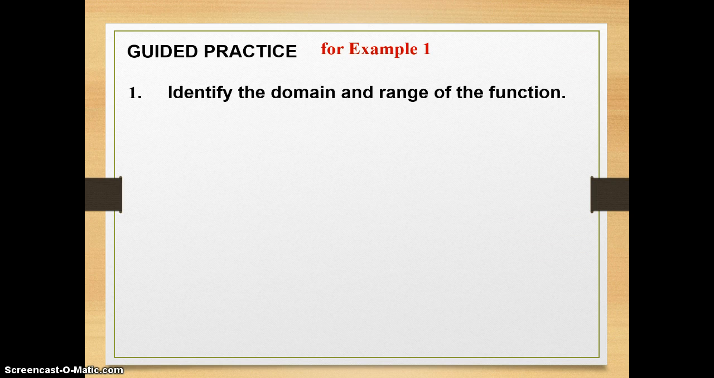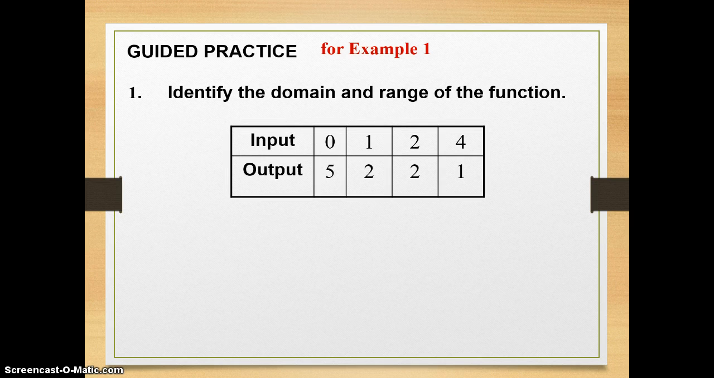Guided practice for example 1. Number 1, identify the domain and range of the function. So the domain is always the input values. So in this example, the domain will be 0, 1, 2, and 4. The range will always be the output values: 5, 2, 2 again, and 1. Since the 2 repeats, you only have to state it once.